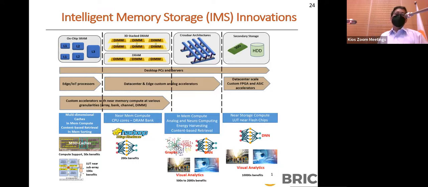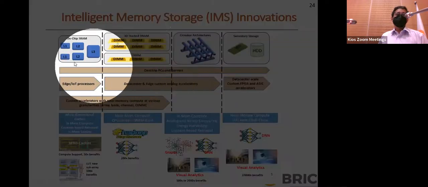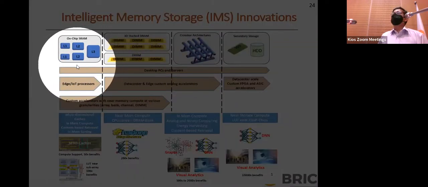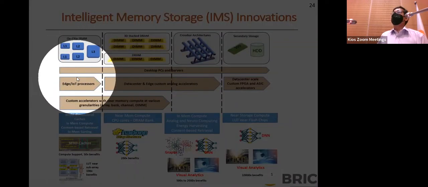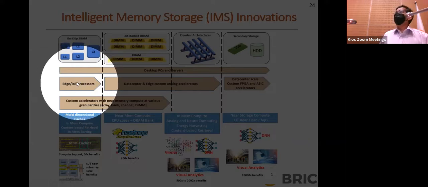When you start thinking about doing computation close to the memory, you can end up doing this on your on-chip SRAM. So if you really look at the last level caches in a processor, that's pretty substantial, right?